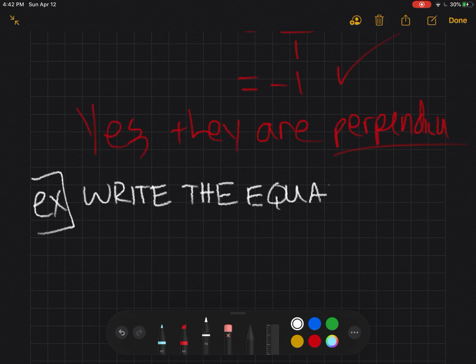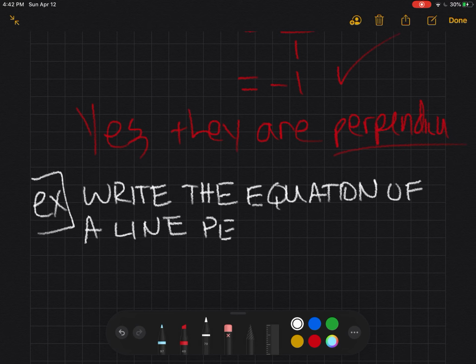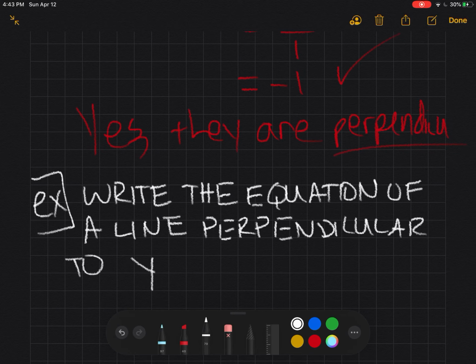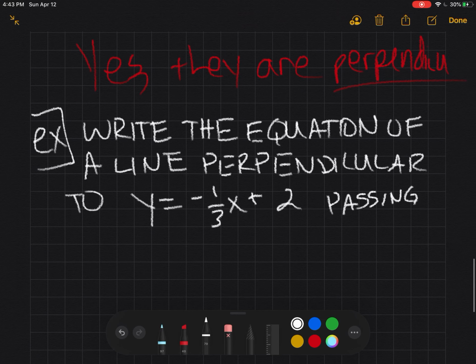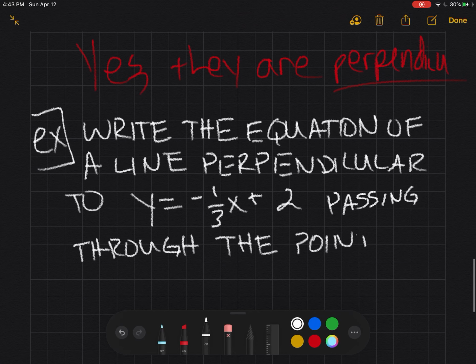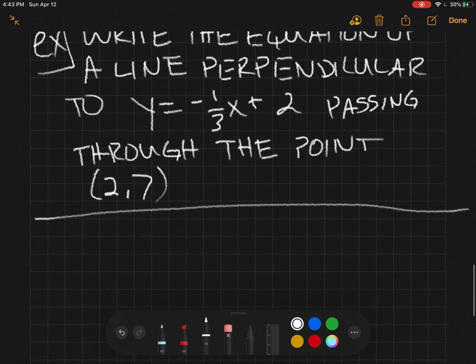And the second most common example you're going to see is they're going to say, write the equation of a line perpendicular to y = -1/3 x + 2, passing through the point (2, 7), let's say.